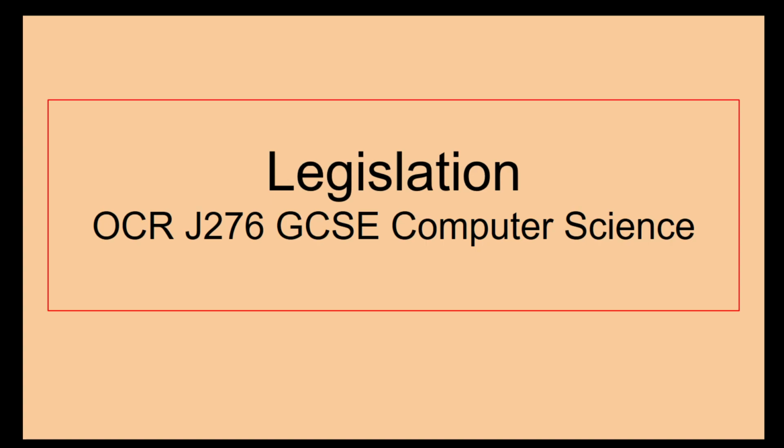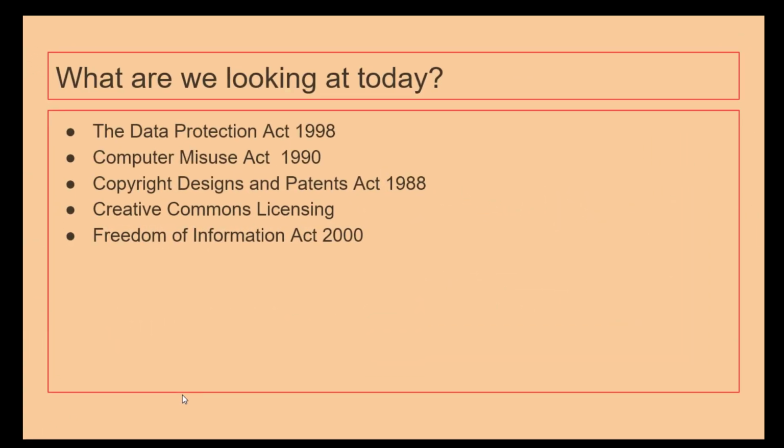Hello there, in this video today we are looking at different forms of legislation as part of the OCR J276 GCSE Computer Science specification. The specific pieces of legislation we're looking at are the Data Protection Act, Computer Misuse Act, Copyright Designs and Patents Act, Creative Commons Licensing and the Freedom of Information Act.